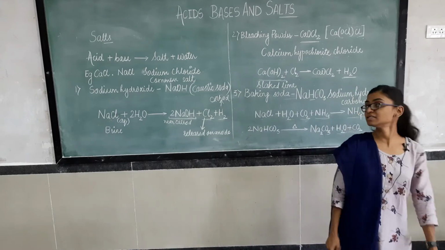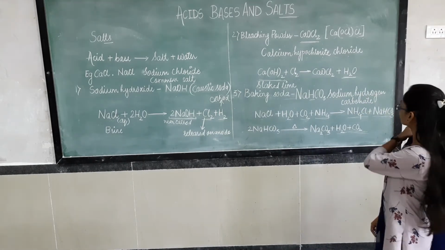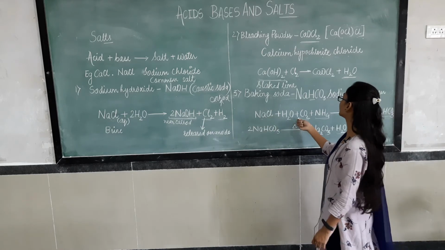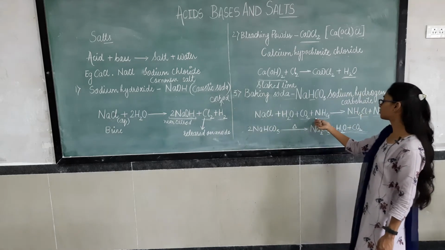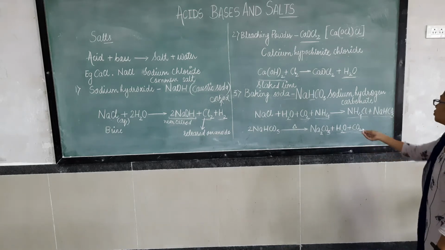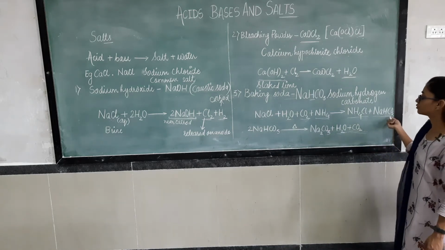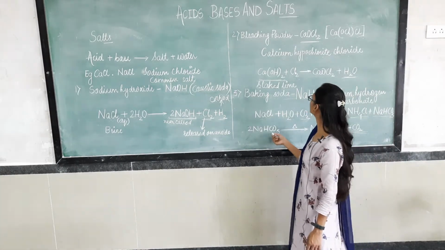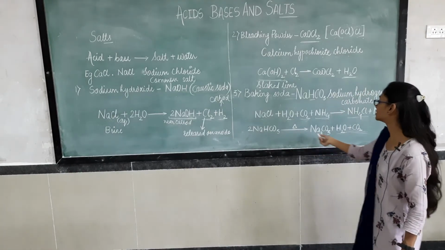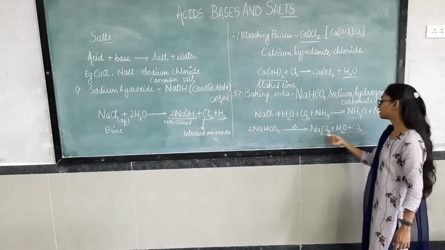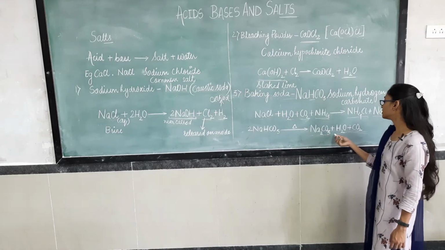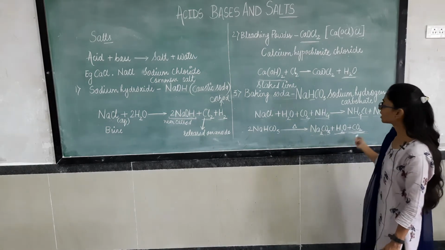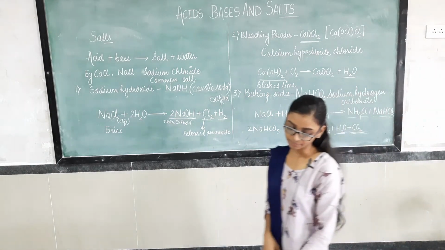So, how is it formed? We'll see this again. When an aqueous solution of sodium chloride reacts in the presence of carbon dioxide and ammonia, ammonium chloride and sodium hydrogen carbonate are formed. When this sodium hydrogen carbonate is further heated, sodium carbonate is formed with the formation of water and release of carbon dioxide gas.